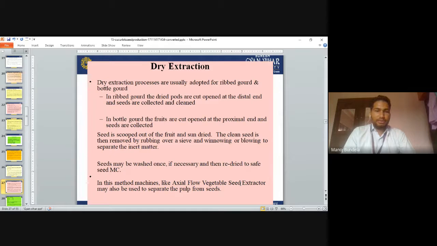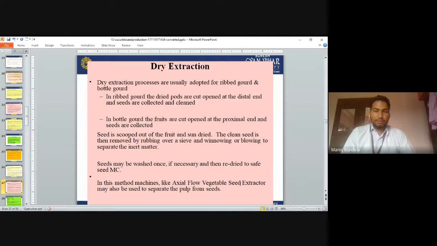The clean seed is then removed by rubbing over a sieve and winnowing or blowing to separate the inert matter. The seeds may be washed once if necessary and then re-dried for safe storage.